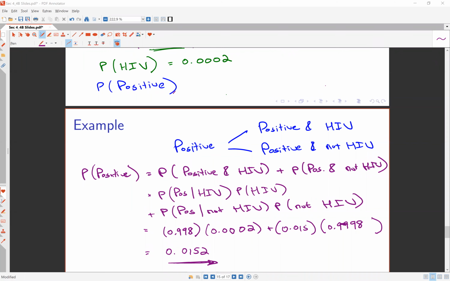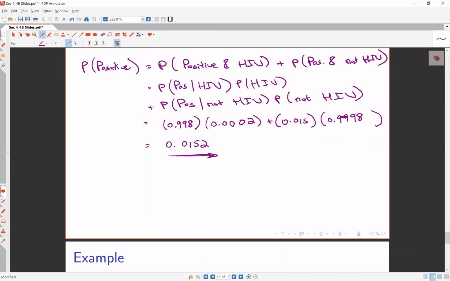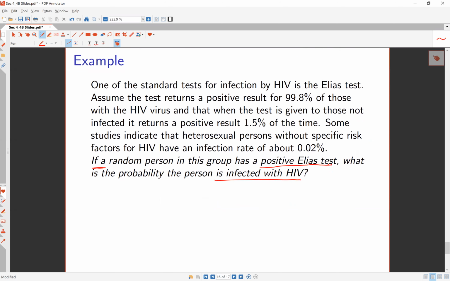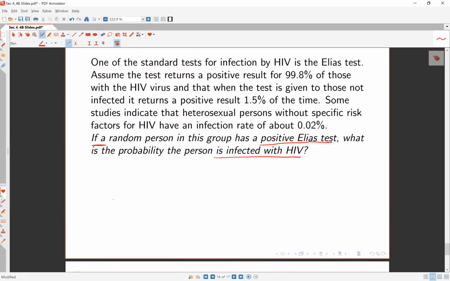Let's stick with this example for a couple more minutes. So exact same setup, except what I'm trying to calculate now is, given that a person has a positive test, what is the probability that they are in fact infected with HIV? So I want to know, what is the probability of having HIV given that you have a positive test come back?